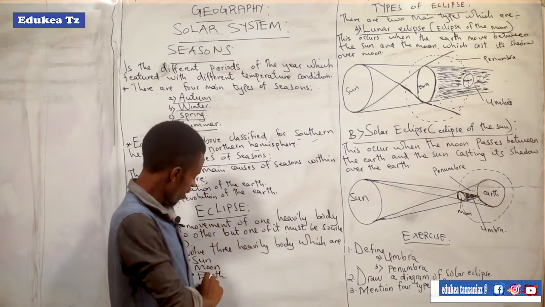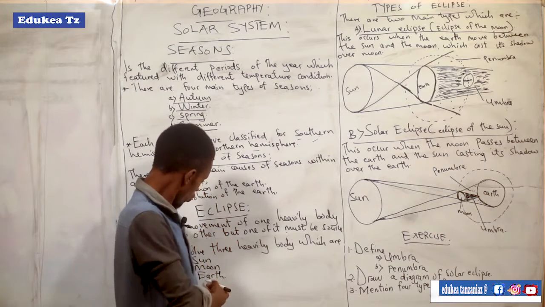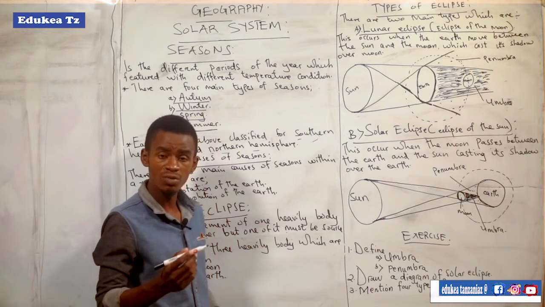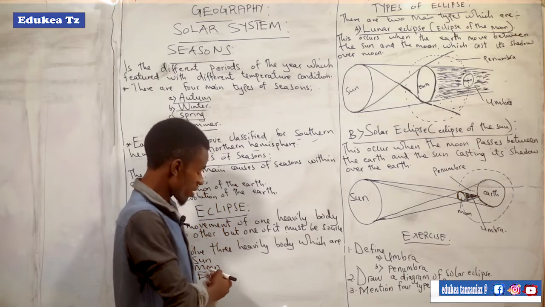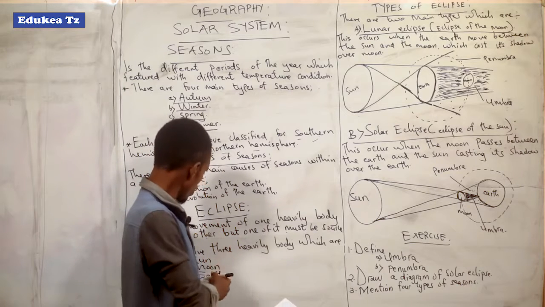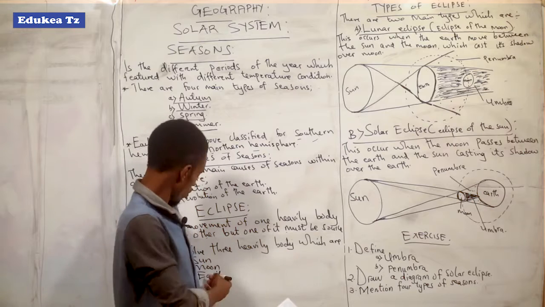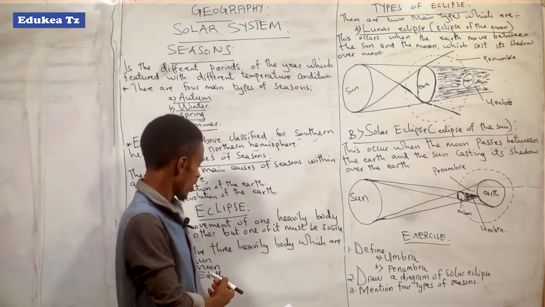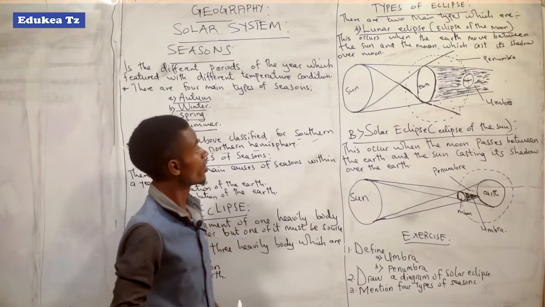Compared to that, the moon is moving around the earth. Also, the earth is moving around the sun. So these three objects are involved in causing what we call an eclipse: sun, moon, earth. It is the motion of the moon and the motion of the earth that causes the eclipse.